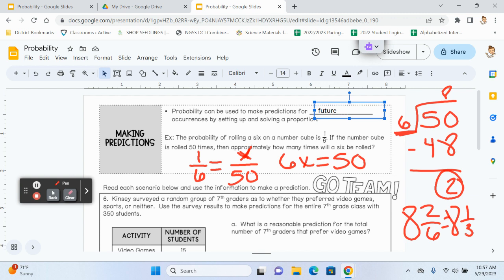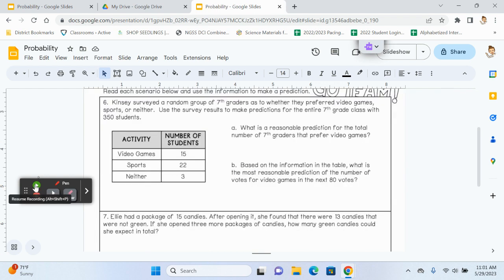So I know that if I rolled 50 times, the number of times a 6 would be rolled is going to be 8 1/3 times. That doesn't mean it's going to happen, but the probability of it happening is that much. So I'm predicting that that's going to happen.